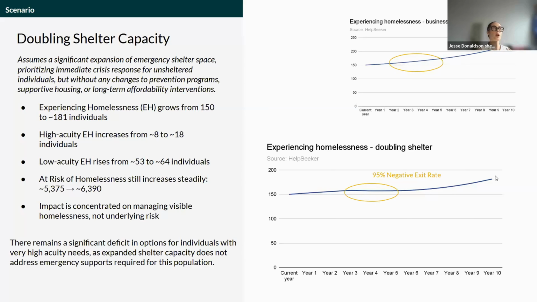So why is this happening? We can say there's a significant deficit in options for people with high acuity needs because the shelter we've set is taking 0% of people with high acuity needs. And the shelter capacity doesn't address emergency supports for that population.